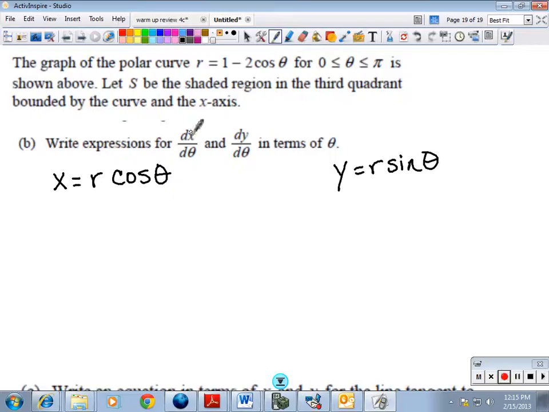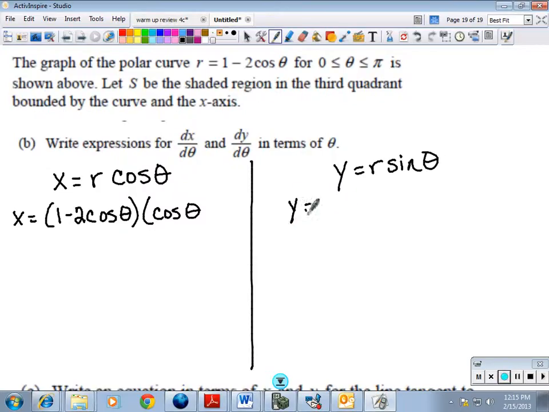In order to do dx d theta, I need x in terms of theta. I need to get rid of my r. Can I fill it in from above? Here. And let me just draw a line here. Okay. You should see what I did. I just took my r value and plugged it in where my r was into both of those.